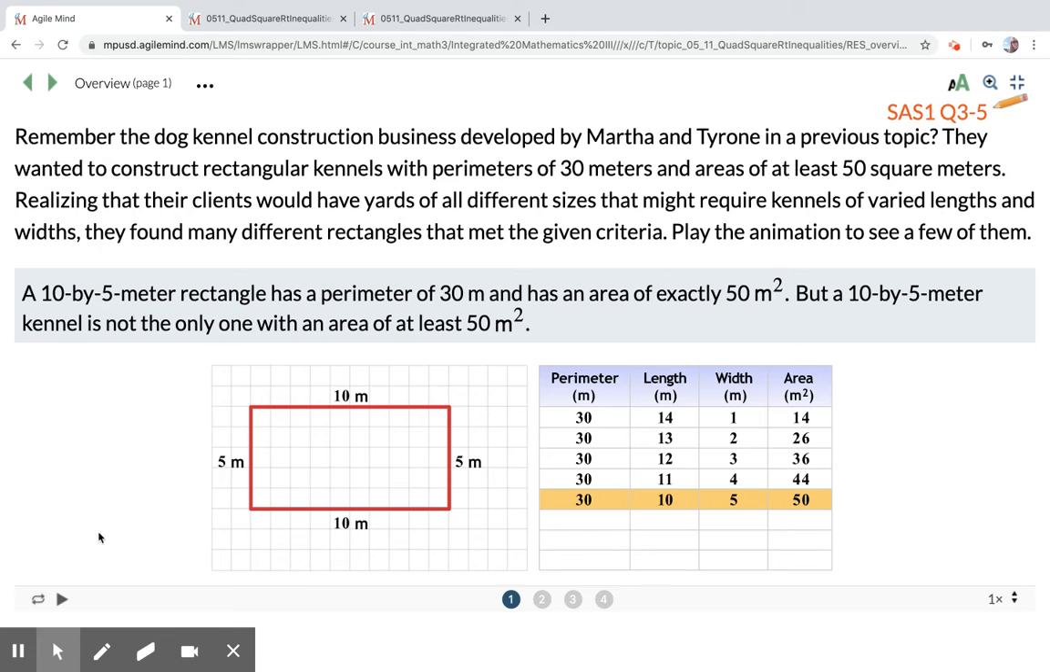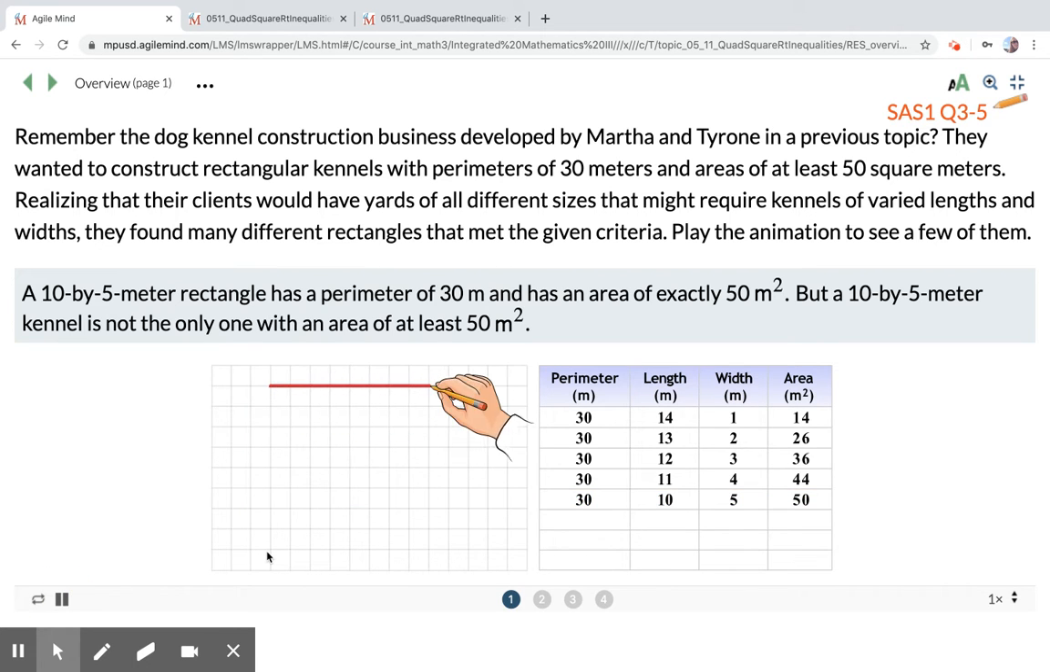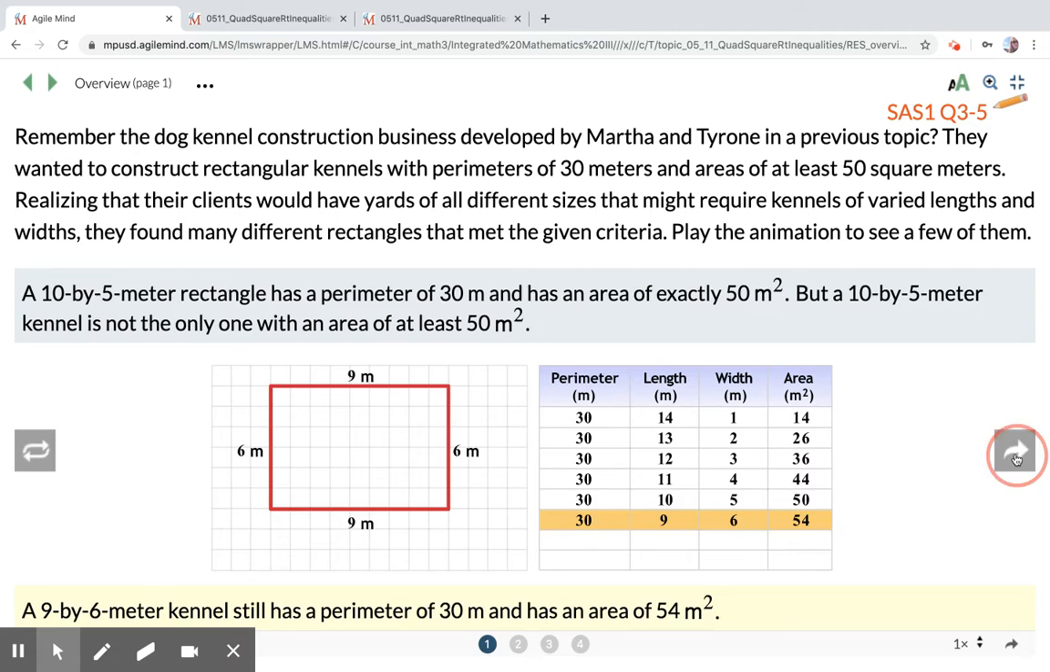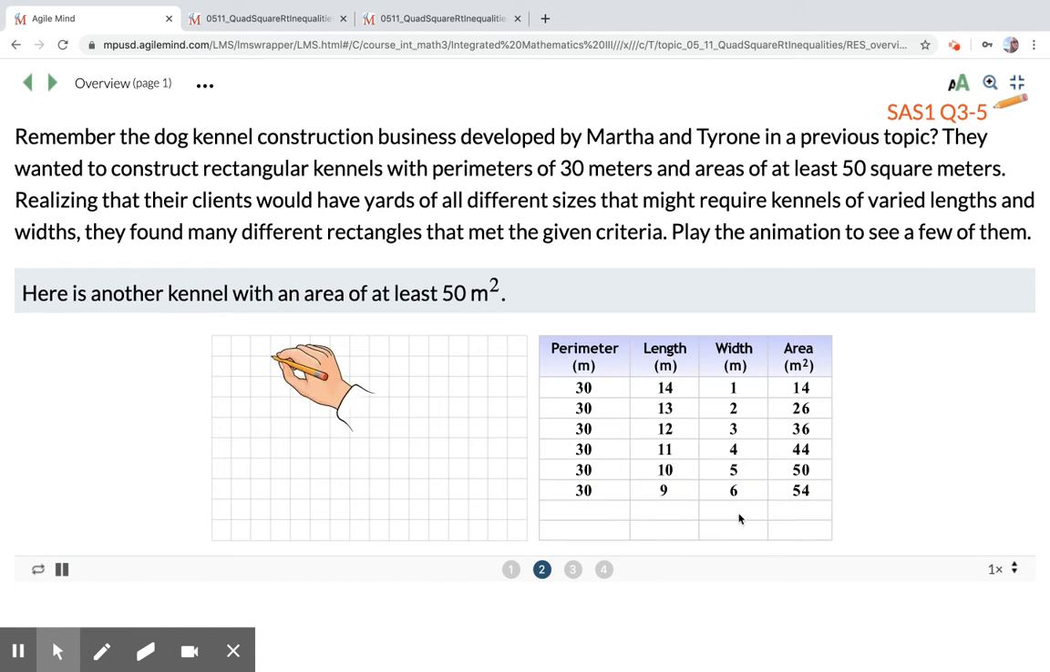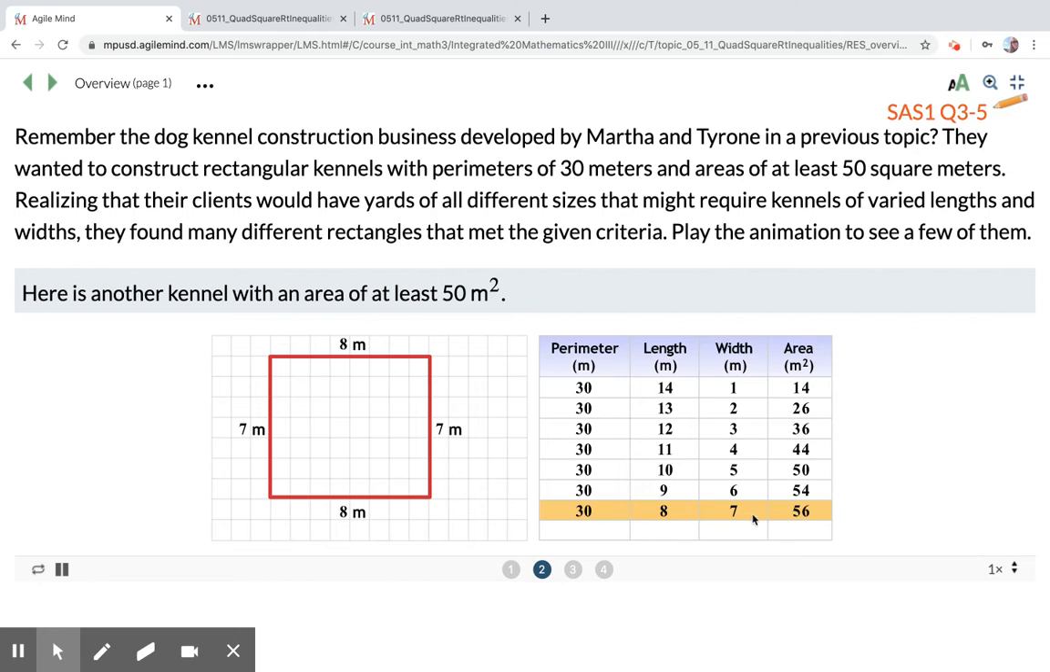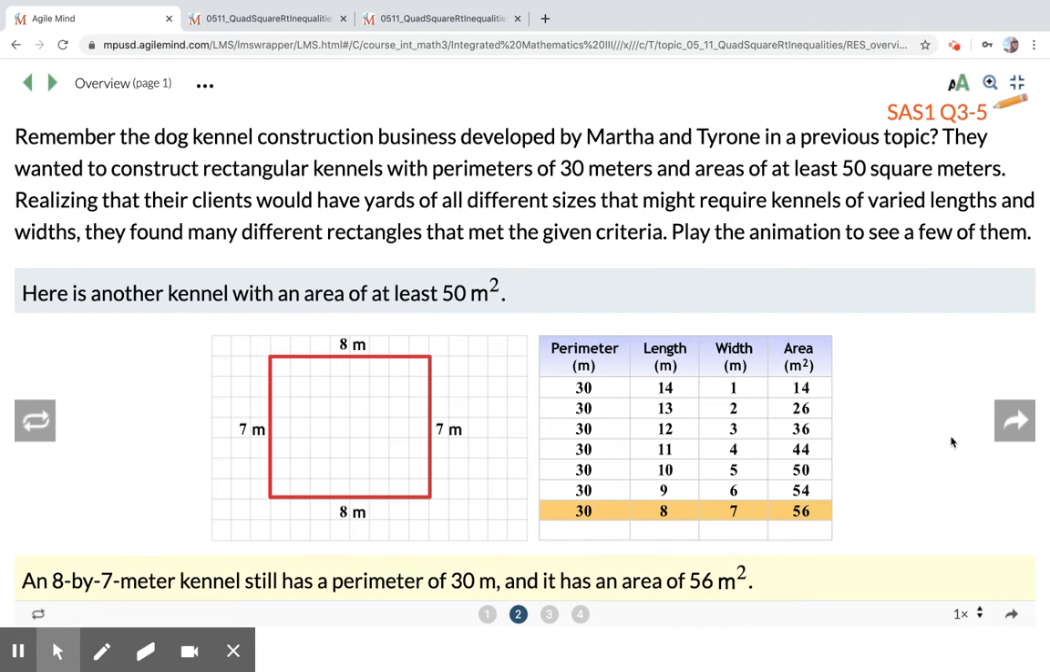All right, people, how's your table going? Let's hit the button and see what happens. Our next perimeter that we did was 10 by 5. And from there, we did a 9 by 6. That would give me a perimeter of 30, and it actually gives me an area of 54. If we keep this going, my next one would have a length of 8 and a width of 7. So I still have a perimeter of 30 if I add them all up, but 8 times 7 will give me an area of 56.